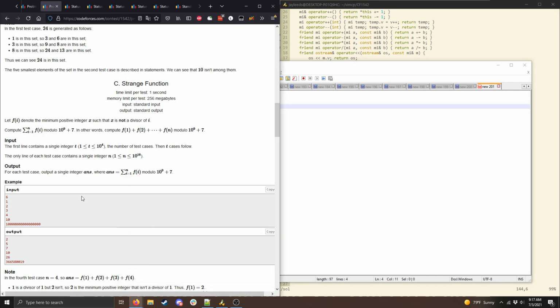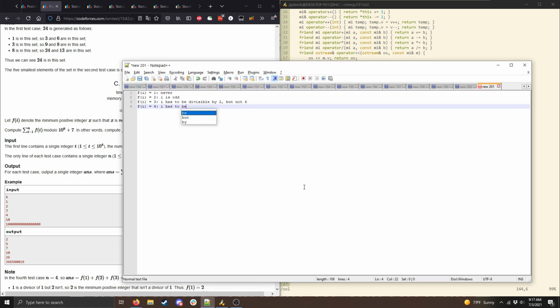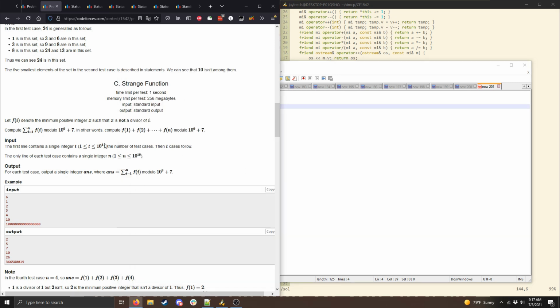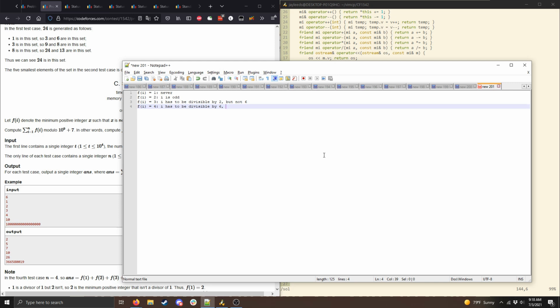Here, I is going to, so 2 and 3 both have to be divisors of I, because otherwise 4 can't be the minimum positive integer that's not a divisor. So that means that I has to be divisible by both 2 and 3, and their LCM is 6. But then it can't be divisible by 4, and since it's divisible by 6, that's equivalent to saying it can't be divisible by the LCM of 6 and 4, which is 12. And so it goes on like that for a while.